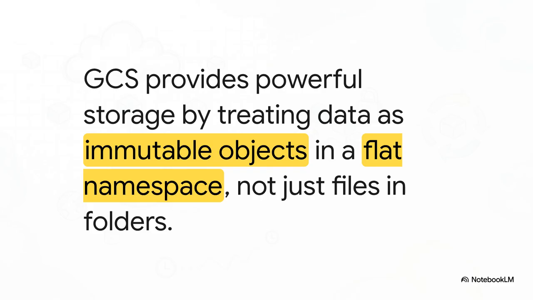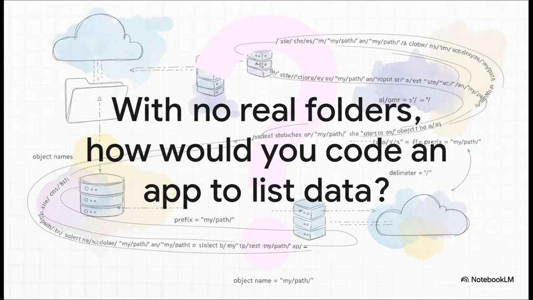And that is really the main takeaway here. Once you understand that GCS uses these immutable objects in a flat namespace with rich metadata and not just files and folders, you unlock a truly scalable and resilient way to store and serve data for pretty much any application you can dream up. So I'll leave you with one final thought to chew on.